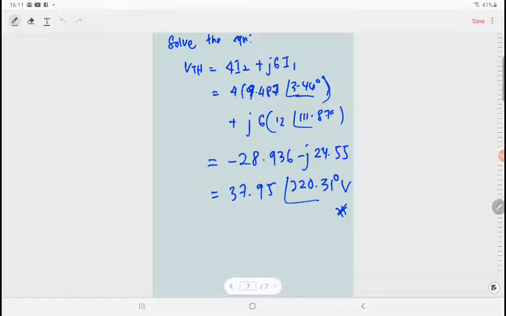So this is your I1 value, and this is your I2 value. Therefore, at the end, you get the value of VTH equal to negative 28.936 minus j24.55 volts, right? This is in rectangular form, but in polar form, you can write VTH equal to 37.95 at 220.31 degrees. So this is our VTH value, guys.